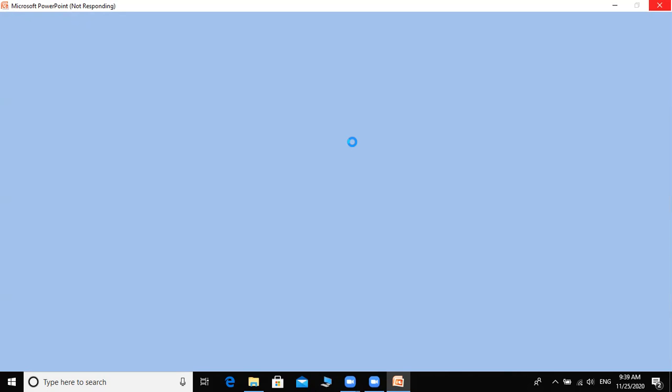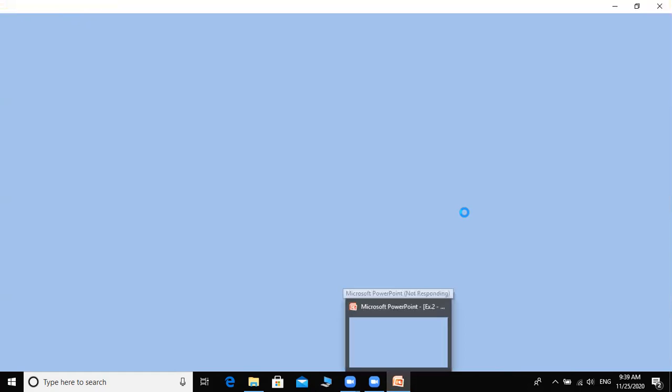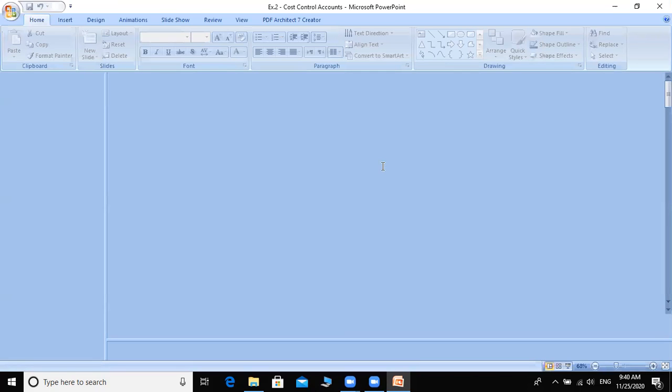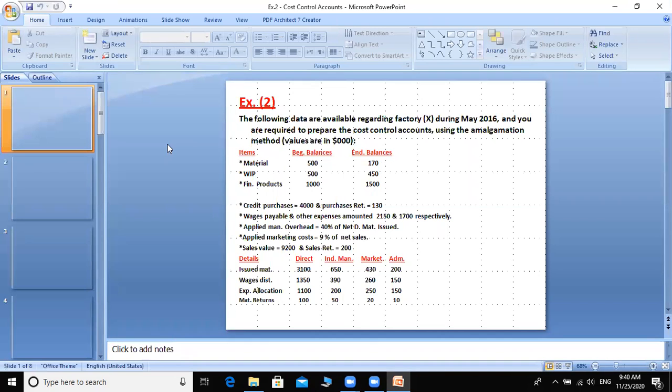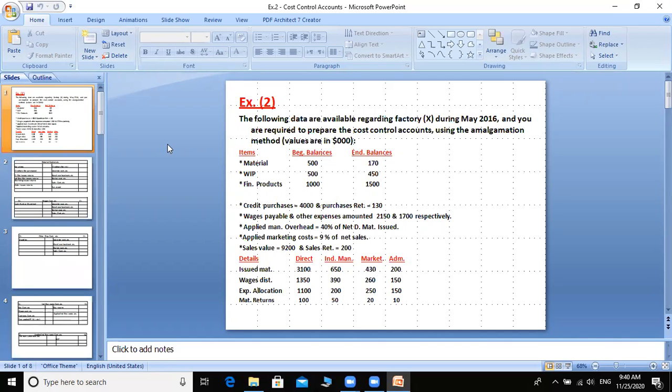I'm waiting for the share screen because it is not opened up till now. Okay, we finished exercise 1. Here is exercise 2 regarding cost control accounts in amalgamation system, because we didn't explain anything else.